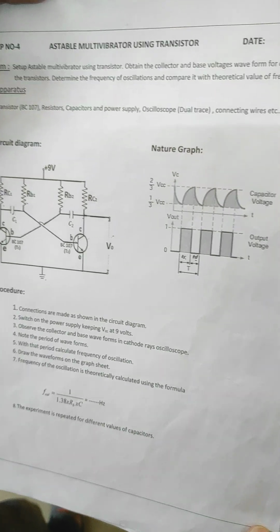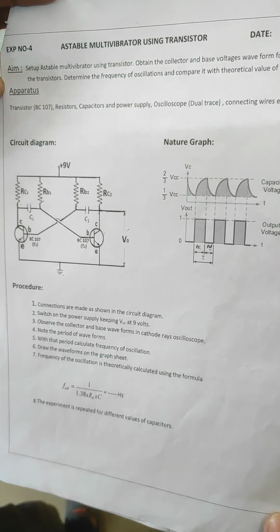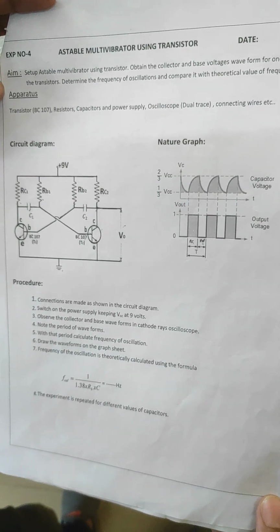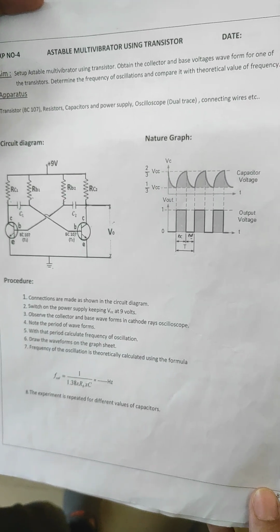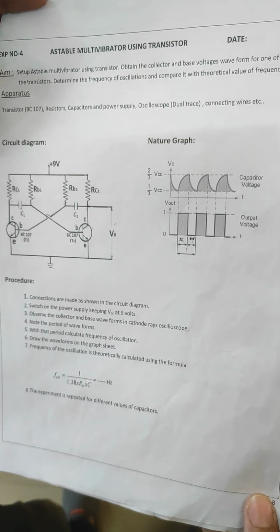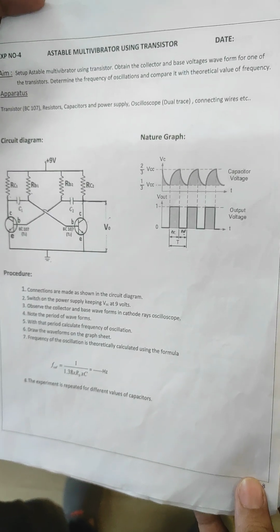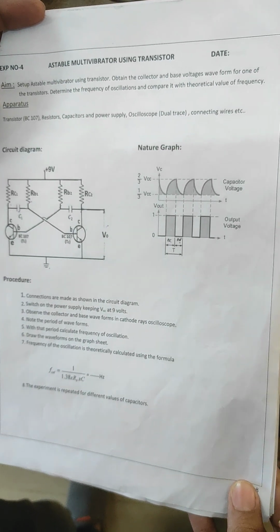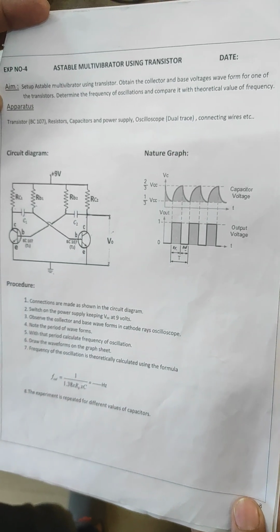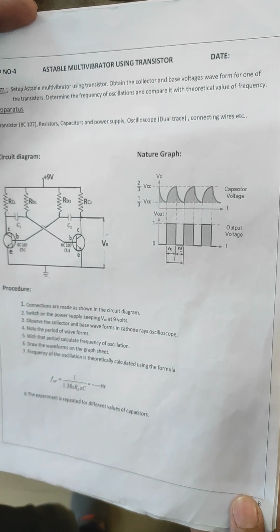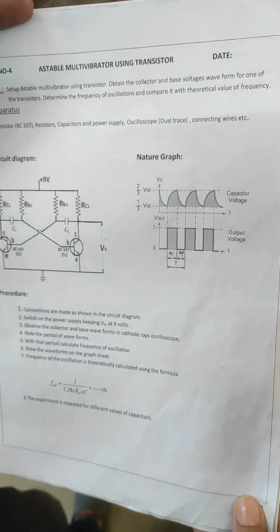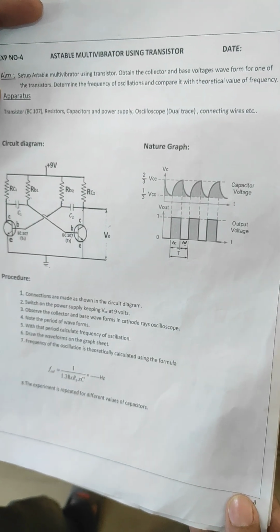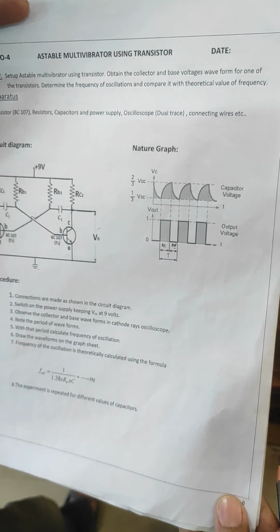Okay, good afternoon, students. In this experiment, the experiment name is Astable Multivibrator using transistor. The aim of this experiment is to set up the Astable Multivibrator using an NPN transistor, and obtain the collector and base voltage waveform for one of the transistors. We are also going to determine the frequency of oscillations and compare it with the theoretical value of frequency.